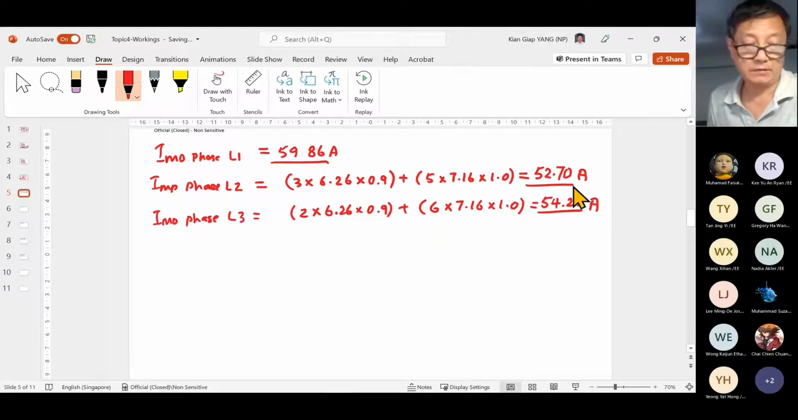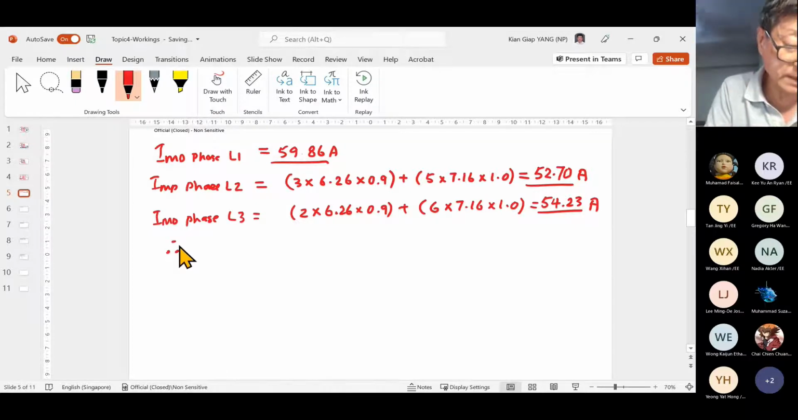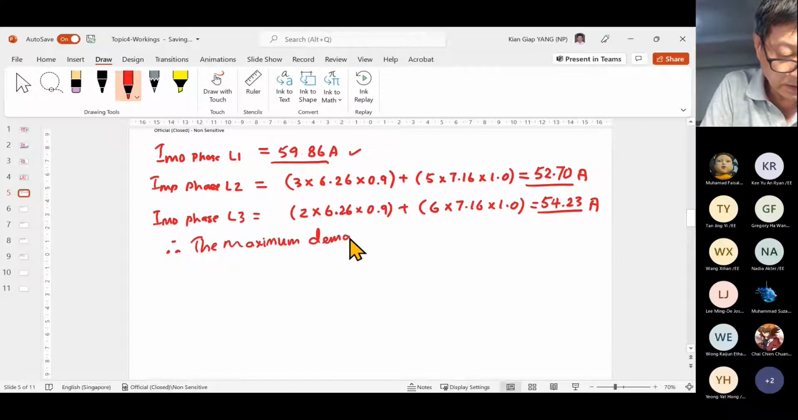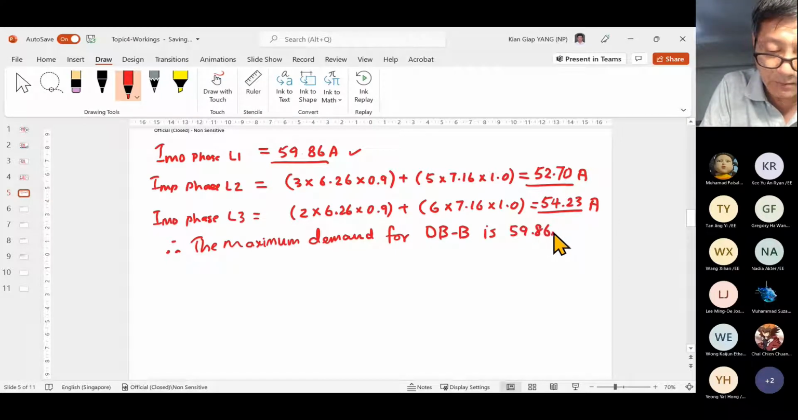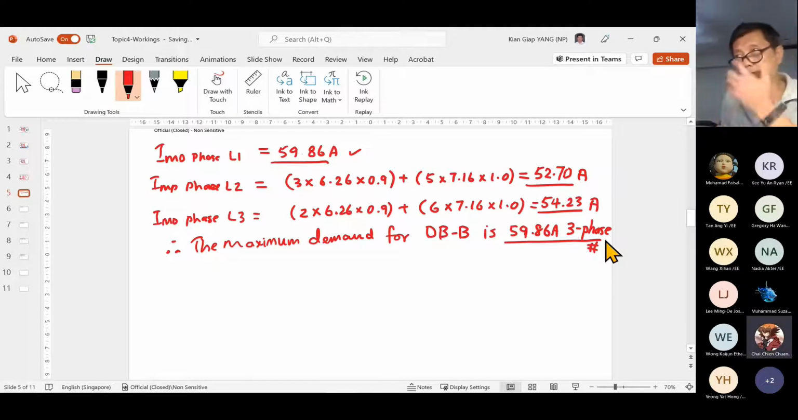So now what happened? You notice that even though we try to balance the load, no matter how we balance, this is the best we can get, right? So as far as I'm concerned, I choose the one which is the highest, which is this one. Therefore, I will say the maximum demand for DB is 59.86 ampere, 3-phase. Even though the other 2 phases are less, we don't care. Okay, so is this voltage acceptable or not? If, let's say, in a power system.